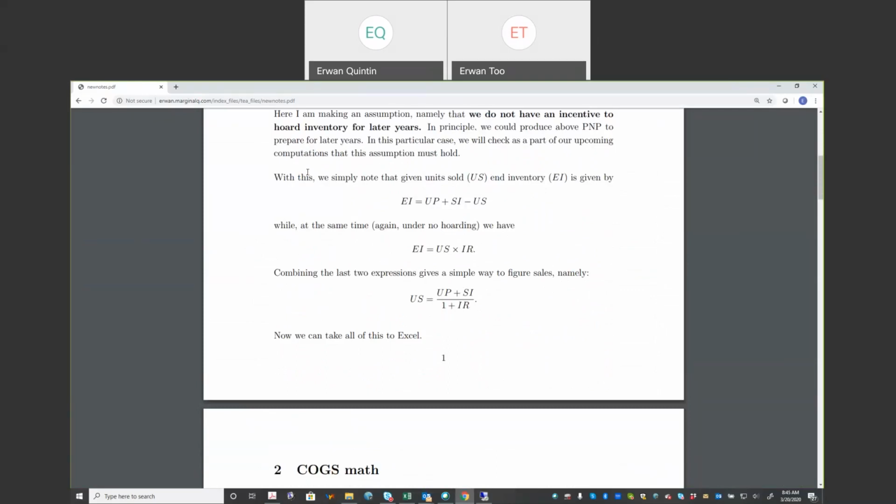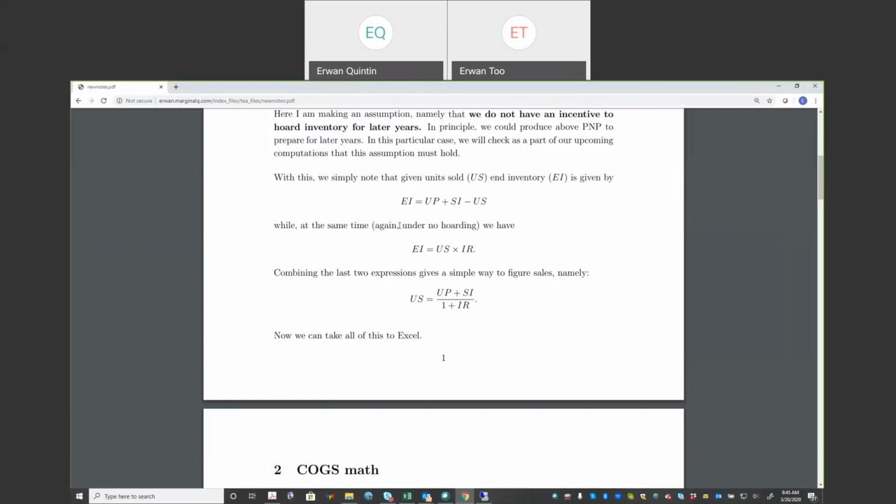First of all, some very simple accounting. If I want to know what my ending inventory is at the end of a given year, all I have to write is that my ending inventory is going to be my starting inventory plus what I'm going to produce for the year and minus the units that I'm going to sell. So this is just basic accounting.